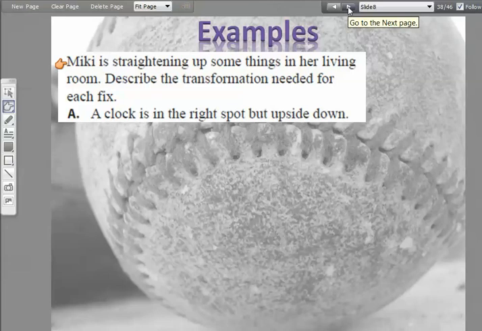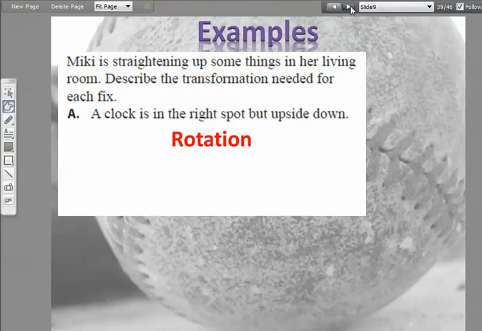Okay, a clock is in the right spot, but it's upside down. So if you think about the clock being upside down, it's in the same place, all you would have to do is turn it. Okay, so remember when we say we're going to turn it, that makes it a rotation.